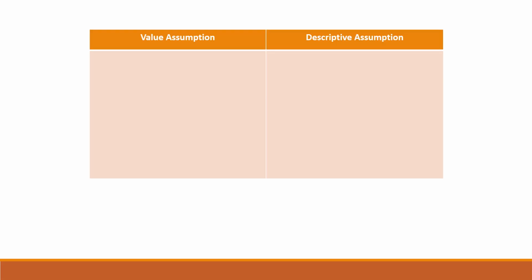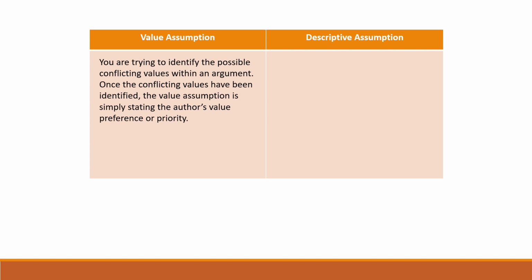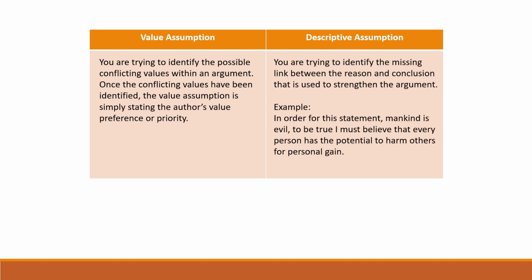So to wrap up, a brief summary of the difference between value assumption and descriptive assumption. When you're looking for the value assumption, you are simply trying to identify the possible conflicting values within an argument. Once you have identified the conflicting values, then all you need to do is clearly state the value assumption, which is the author's value preference or priority. However, with a descriptive assumption, all you're trying to do is identify the missing link between the reason and the conclusion that is used to strengthen the argument.